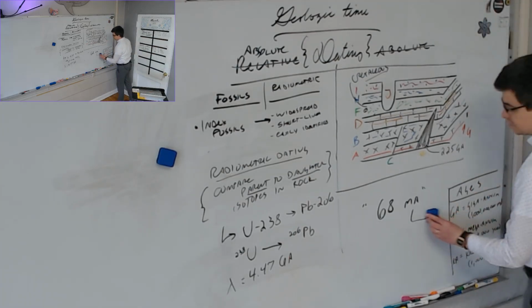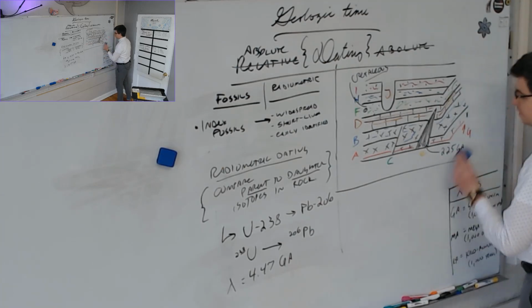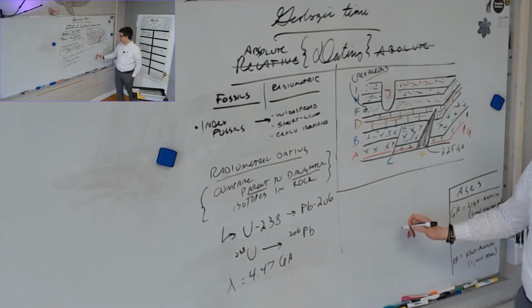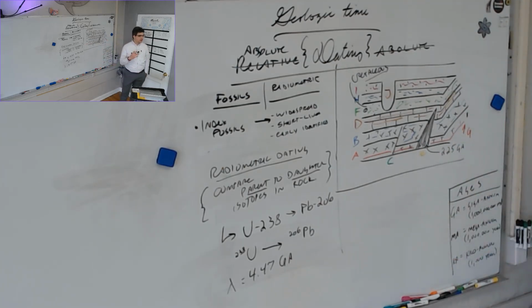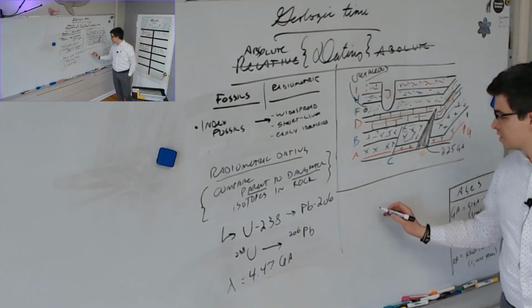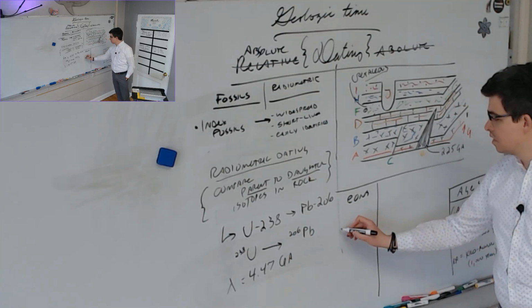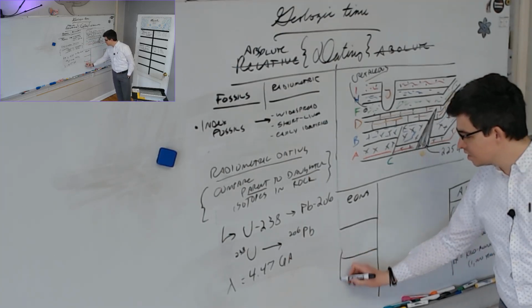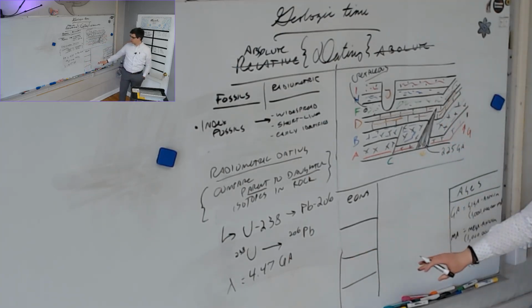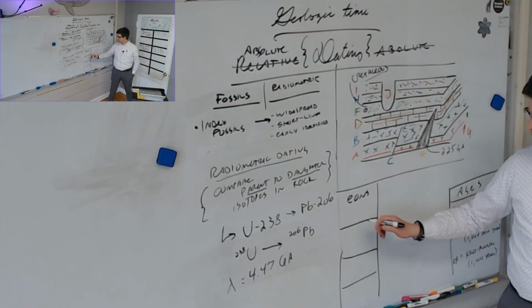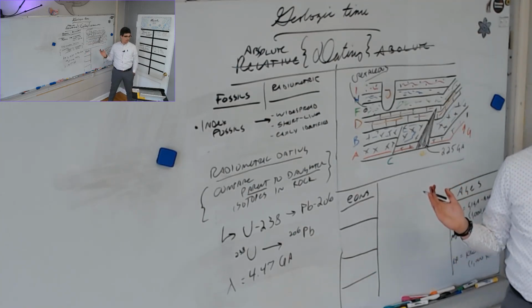Let's talk about geologic time next. What divides geologic time? Let's call these eons. In geology, it's customary to organize them from the oldest on the bottom to the newest on top, and you can see why, because of superposition.